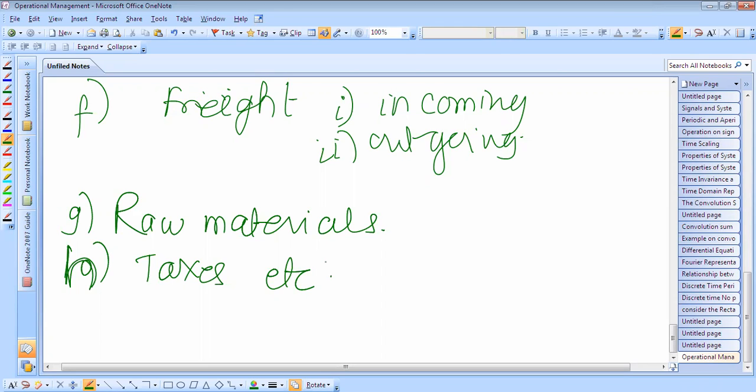Suppose you have rented buildings for the plant. Okay, and the land for purchase of the plant. So all these factors will decide the locational economics.